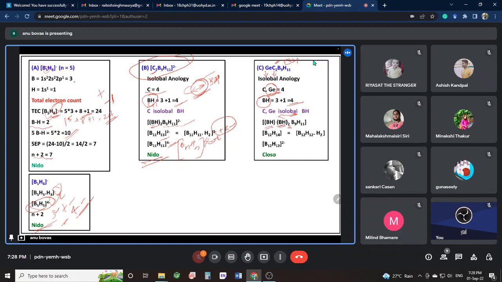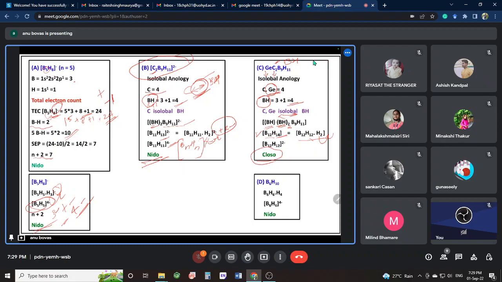B9H11. Therefore, the total number can also be written as 1 plus 2 plus 9, that is 12 boron, plus 1 plus 2 plus 11, that is 14 hydrogen. B12H14. This can be written as B12H12 dot H2. So if we remove 2H plus, we will get BnHn2 minus. BnHn2 minus means it is a closo structure.